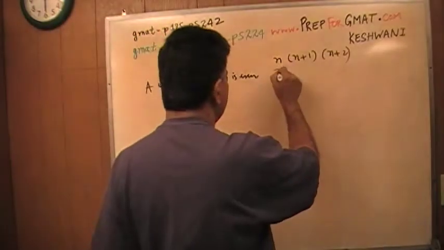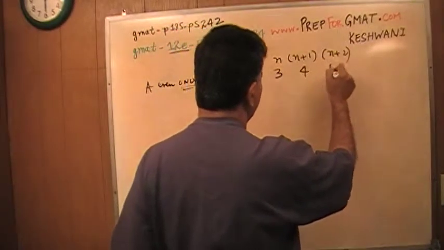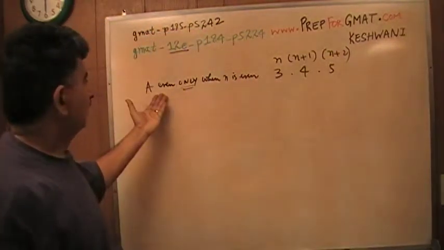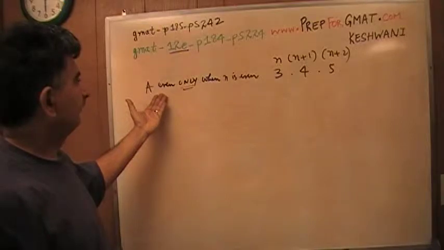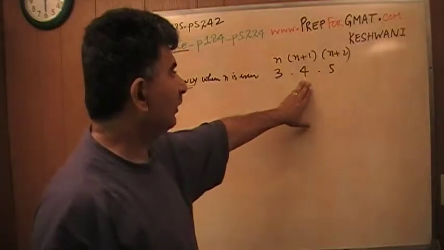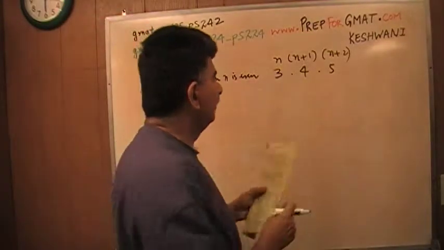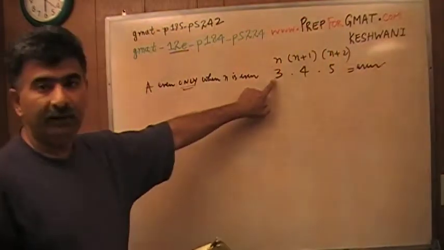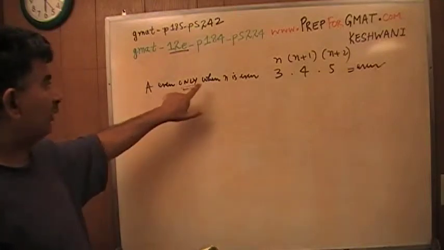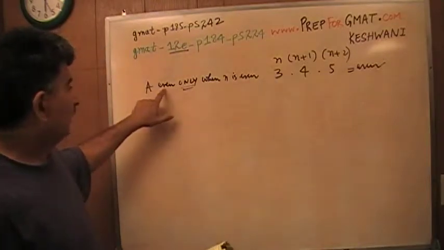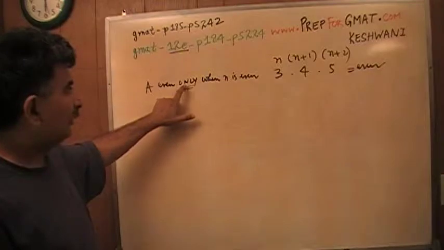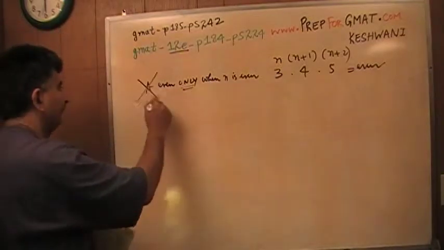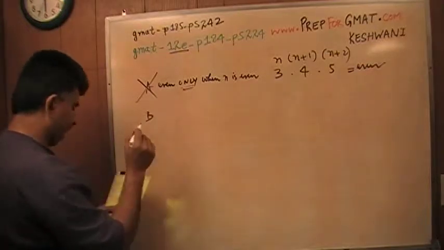So if I plug in 3 times 4 times 5, is it even? Well, let's see. 3 times 4 is 12 times 5 is 60. This quantity is even. But n is not even, n is odd. A says this quantity can only be even when n is even. N is odd here. So A, of course, is nonsense. Let's see what B says.